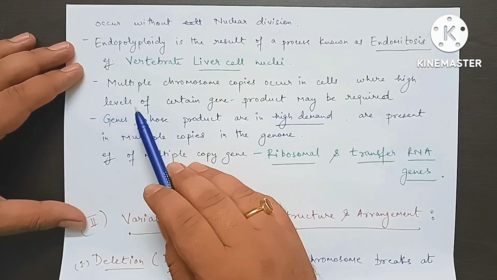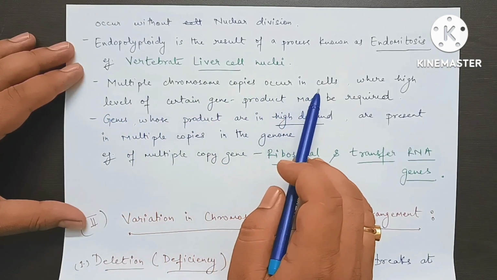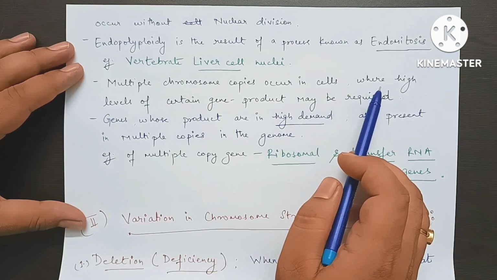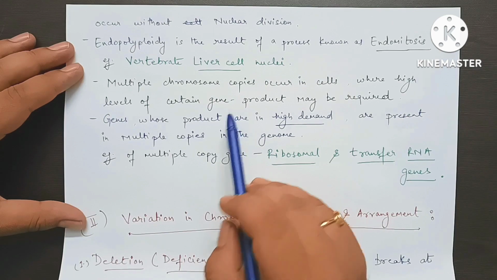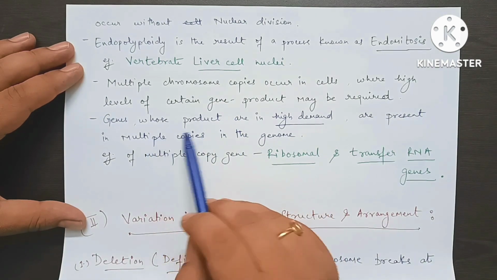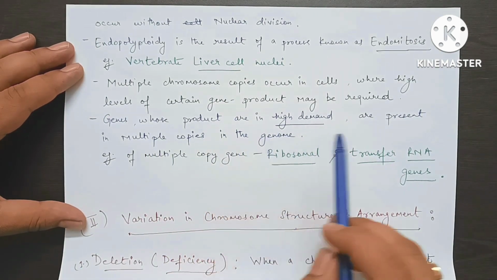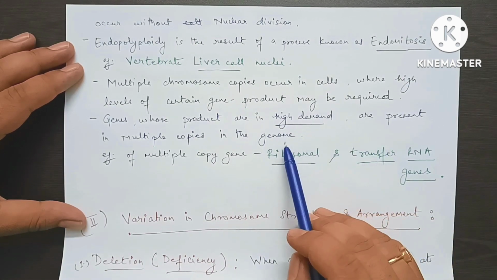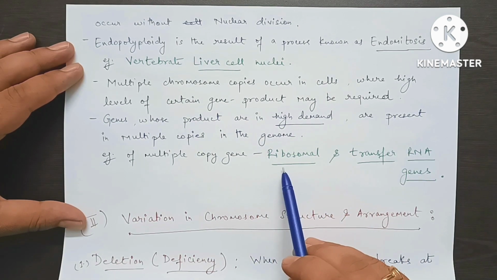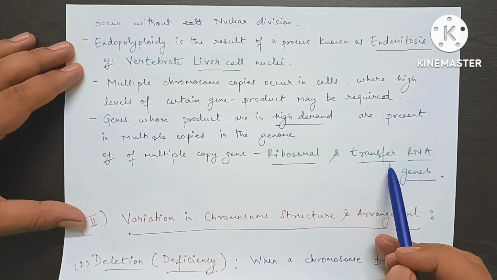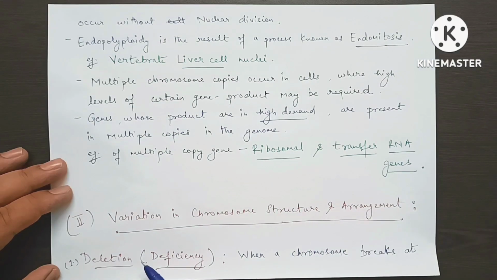Here, multiple chromosome copies occur in the cell where high levels of certain gene products may be required. Genes whose products are in high demand are present in multiple copies in the genome. Example, ribosomal and tRNA genes. Next, we have variation in chromosome structure and arrangement.